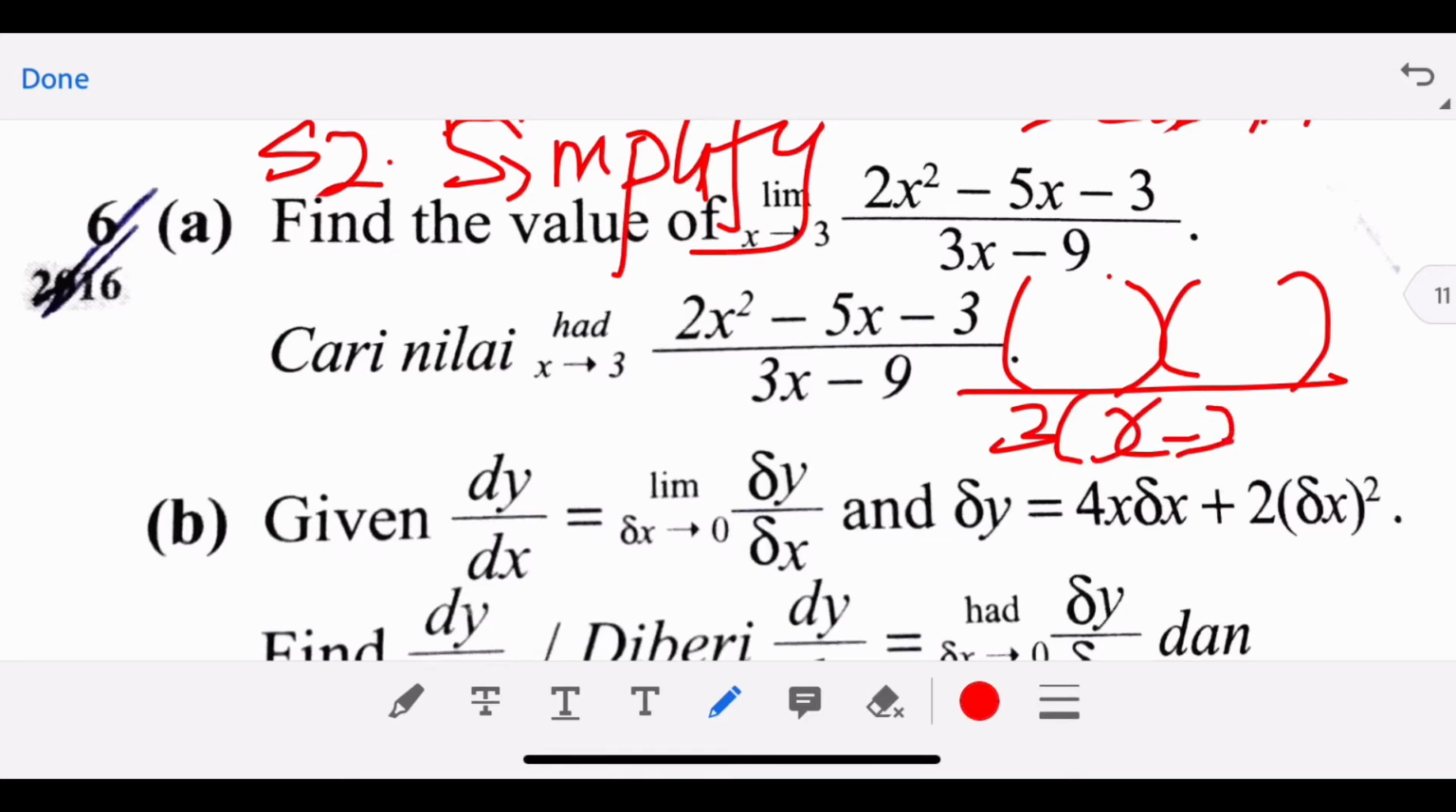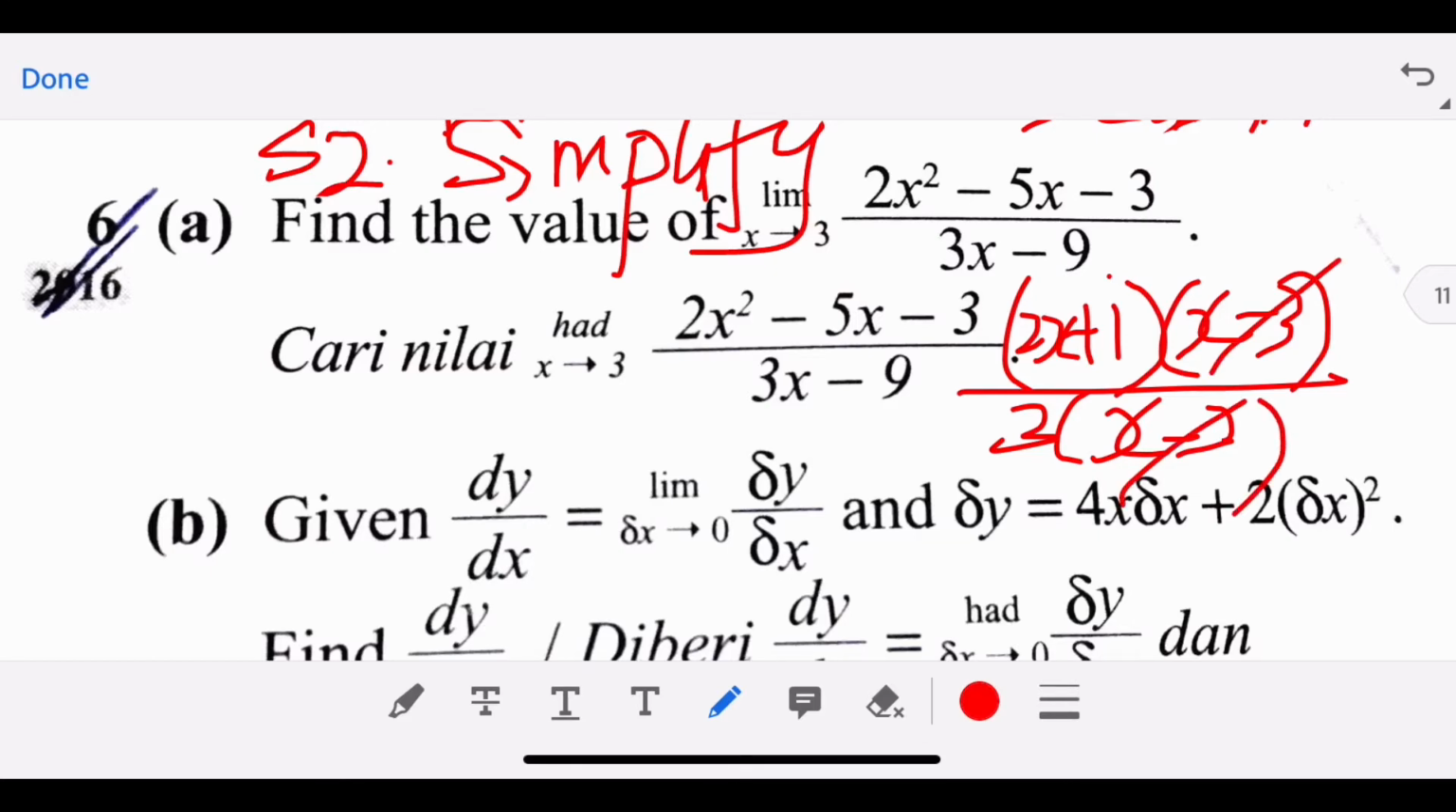So the down one is 3x minus 3. The up one will be 2x, x, then minus 3, and then plus 1, and then minus 3. Alright, it's plus 1 because we want to make sure that when we expand, we get back the 2x squared minus 5x minus 3, right? Okay, now let's simplify.